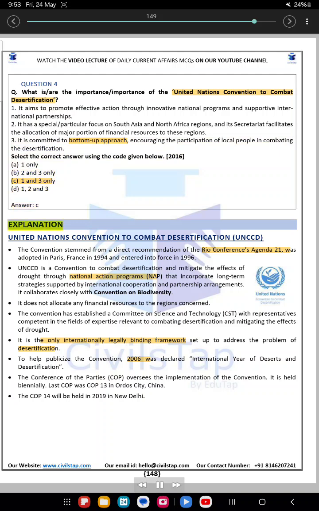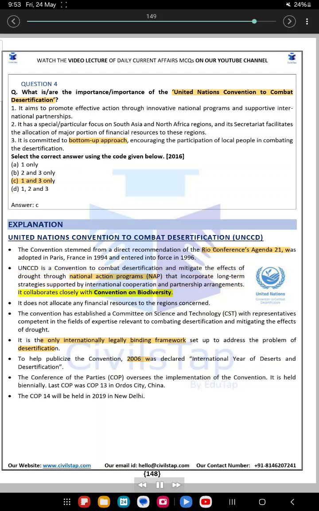Answer C. Explanation. United Nations Convention to Combat Desertification, UNCCD. The convention stemmed from a direct recommendation of the Rio Conference's Agenda 21, was adopted in Paris, France in 1994 and entered into force in 1996. UNCCD is a convention to combat desertification and mitigate the effects of drought through national action programs (NAP) that incorporate long-term strategies supported by international cooperation and partnership arrangements.